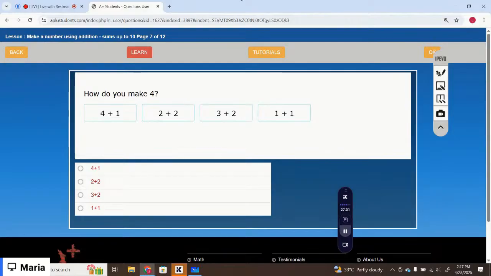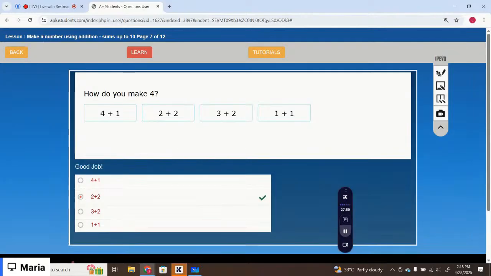How do you make 4? Which is the correct option? 2 plus 2 makes 4. Option number 2 is the correct option.